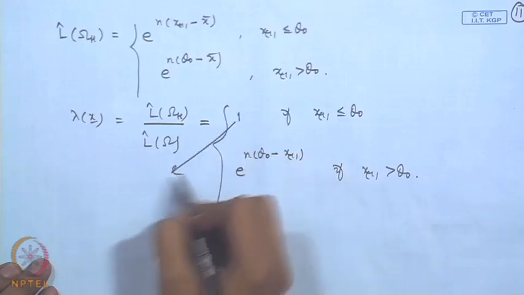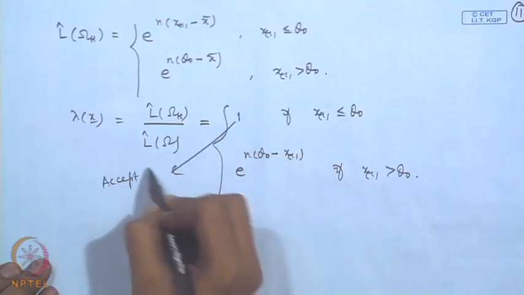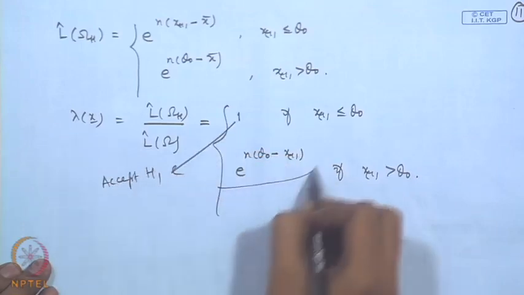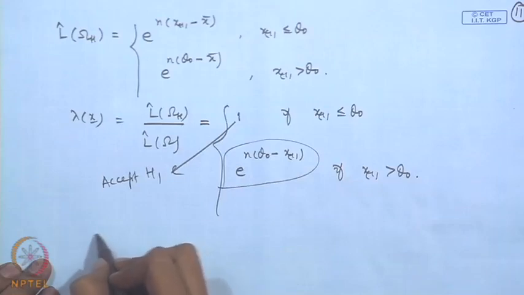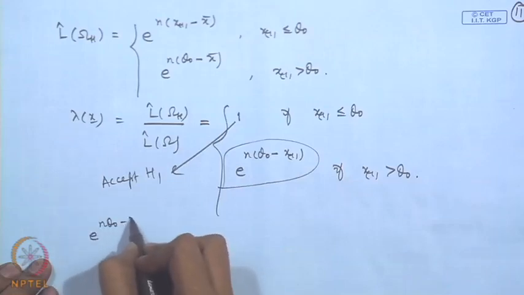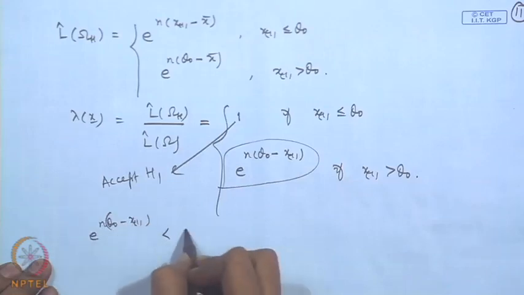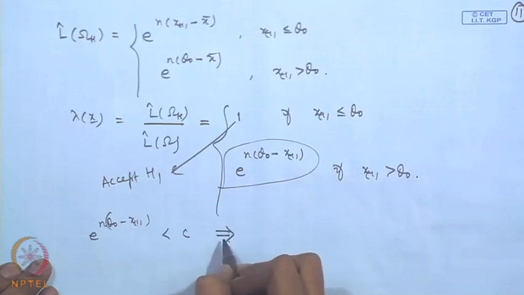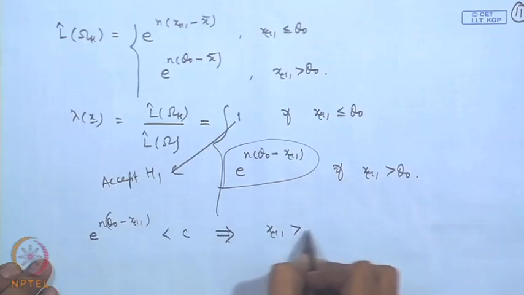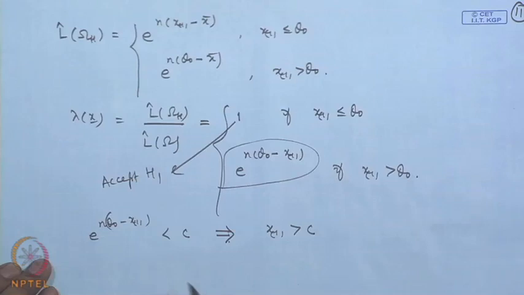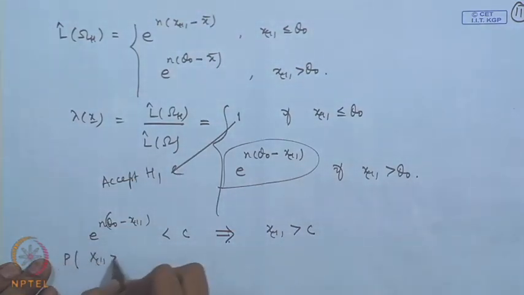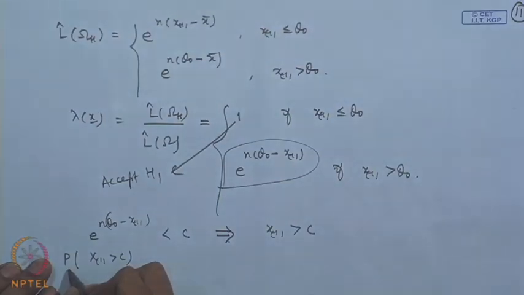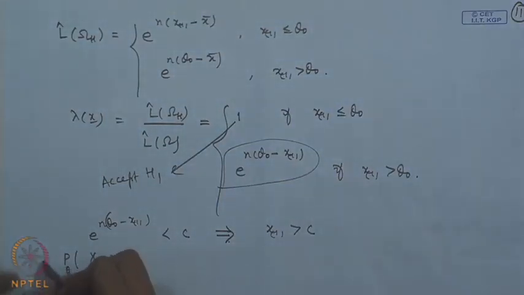So, here in this case we will accept h 1, and in this particular case if I am considering e to the power n theta naught minus x 1 less than c, then this is equivalent to x 1 greater than c. So, this c will be determined from the size condition, probability of x 1 greater than c, where we take the maximum over theta less than or equal to theta naught. This should be equal to alpha.